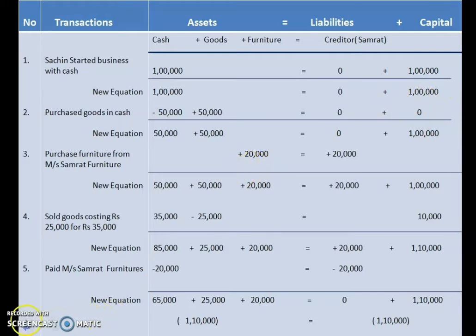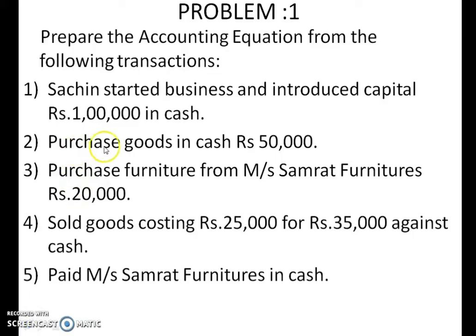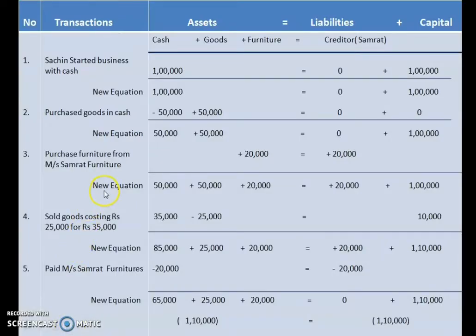Now our second case. What is our second case? Purchase goods in cash, rupees 50,000. That means your business has purchased goods of rupees 50,000. So if you move to the equation part of this question, you can see here, purchase, you have to write number 2. Then write down purchase goods in cash. So from your question, copy the case as it is.